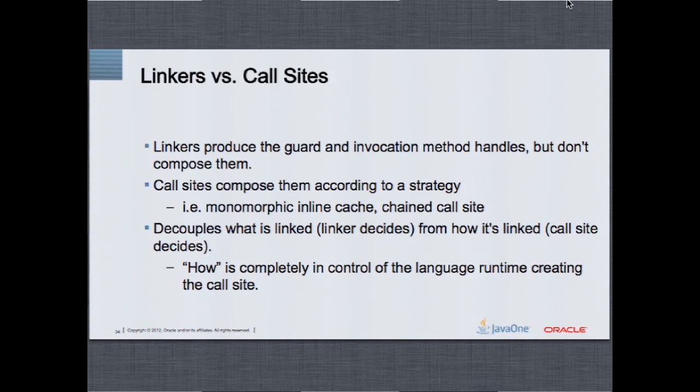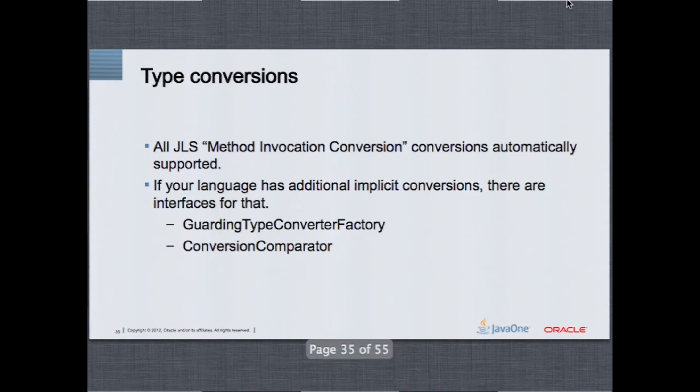This is the right design because the linker decides what is linked and the call site decides how it's linked. And since the call site always resides in the code that you generated in your language runtime, you always control how it is linked. But you might need to link to a POJO or something, so you don't know what needs to be linked, but still in your target language runtime where you emit the call sites, you get to decide how it is linked.